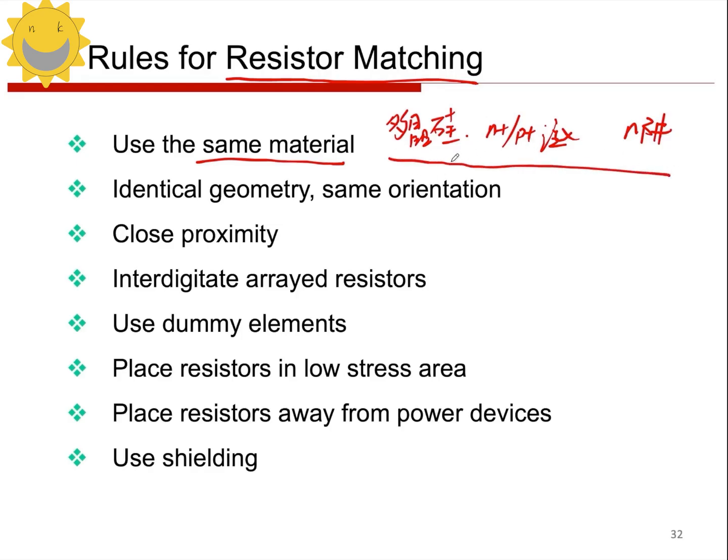Now, if we want to do matching, we must use the same materials, right? For example, if I have resistor A and resistor B, and resistor A is a polysilicon resistor, if resistor B is an N-well resistor, matching A and B is impossible due to different materials.